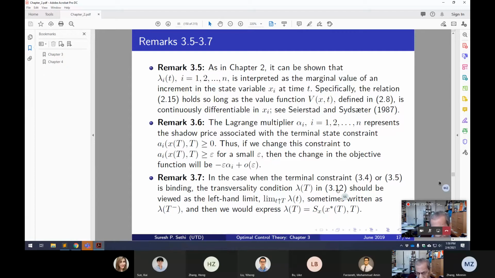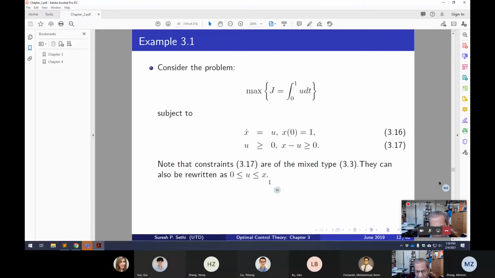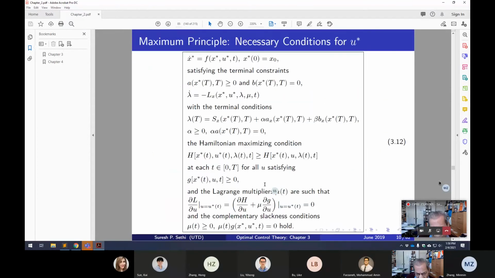One more remark is that sometimes these terminal constraints are binding at the very end. When it's binding at the very end, then this lambda t is really the left-hand limit. So it is actually lambda t minus. What I'm trying to say is that in general, we don't do that here. We will do that in chapter 4. But in general, this should be lambda t minus. And if that's the case, then lambda t without the minus is exactly this.